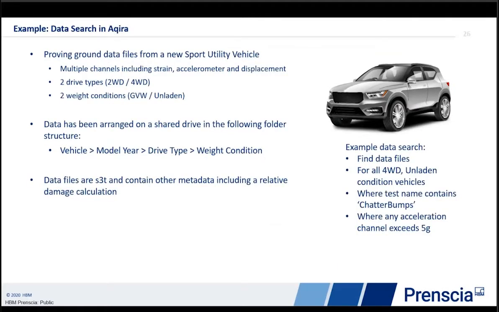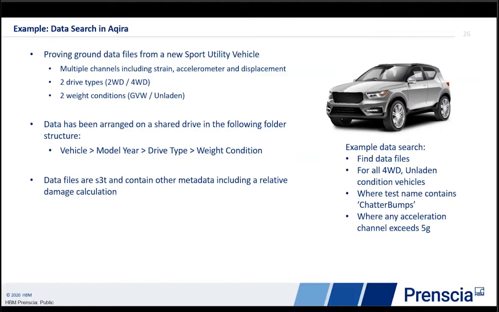In this case, we're going to be looking at proving ground data from a vehicle test. A sport utility vehicle has been tested. There are multiple channels of data that have been measured: strains, accelerometer accelerations, displacements. We had a couple of different drive types, two-wheel drive and four-wheel drive variants, and also a couple of different weight conditions that have been measured. And all that data has been arranged on a shared drive under a fixed folder structure.